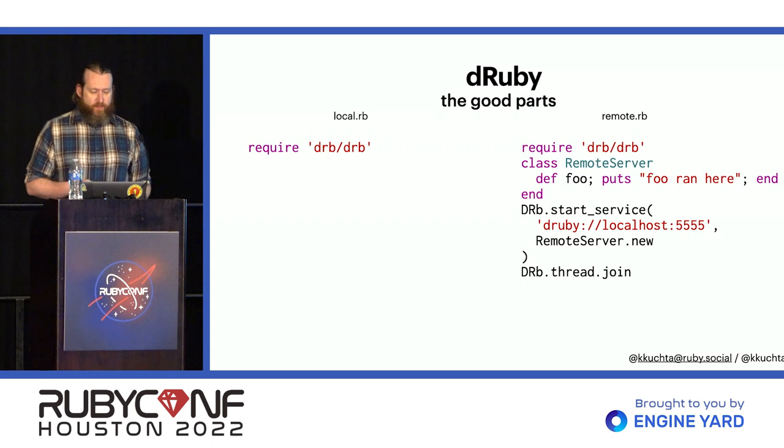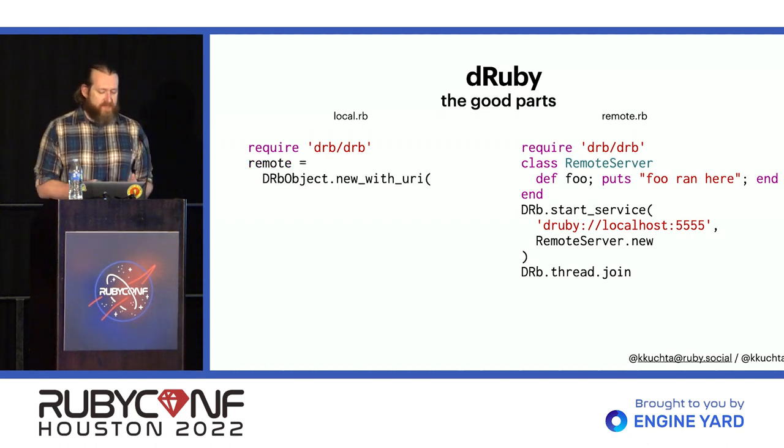Now, on the local side, we again require drb. Then we do DRbObject.new_with_uri. And this does what it says on the tin.